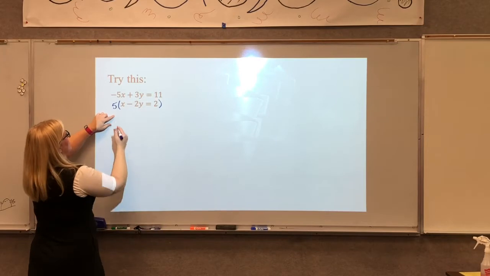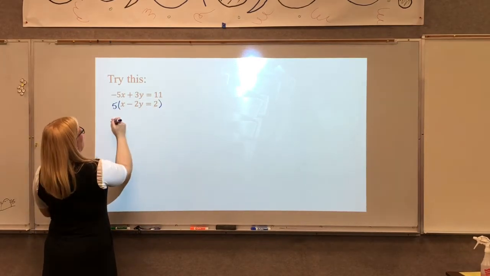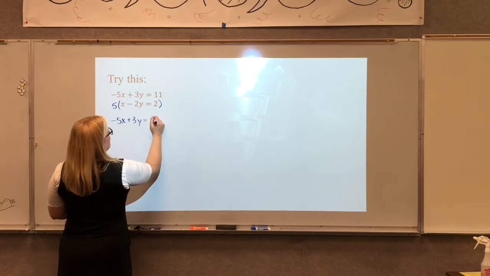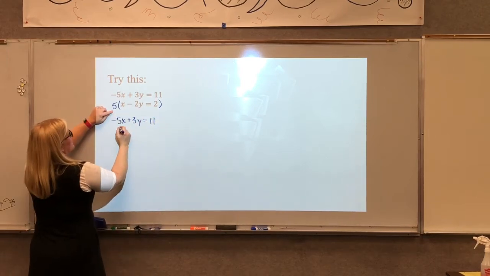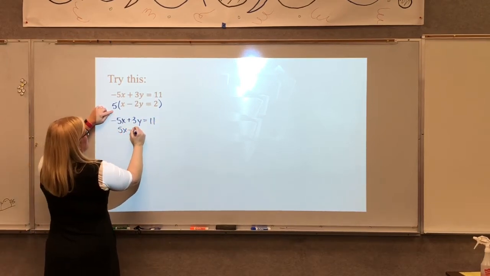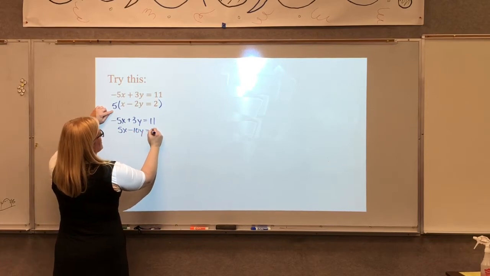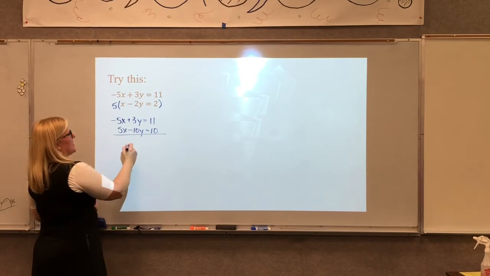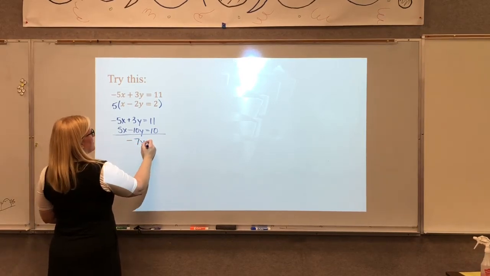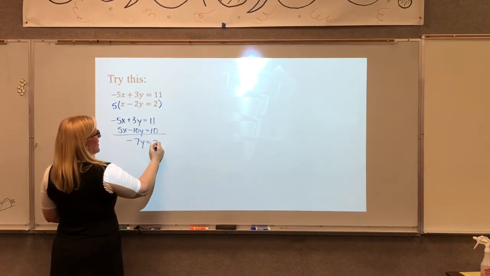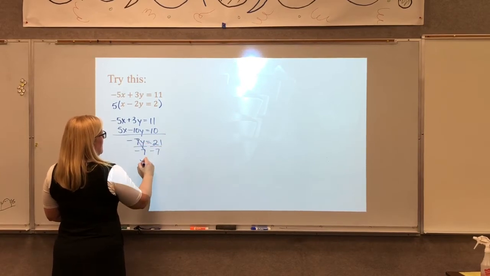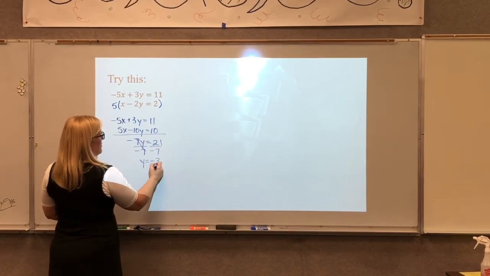out. So this becomes, I'm actually going to rewrite the whole thing because I like to see them next to each other. Okay, I'm going to distribute this 5, so I have 5x minus 10y equals 10. I add these together and I get negative 7y equals, add these together, I get 21. Divide by negative 7 and I get y equals negative 3.